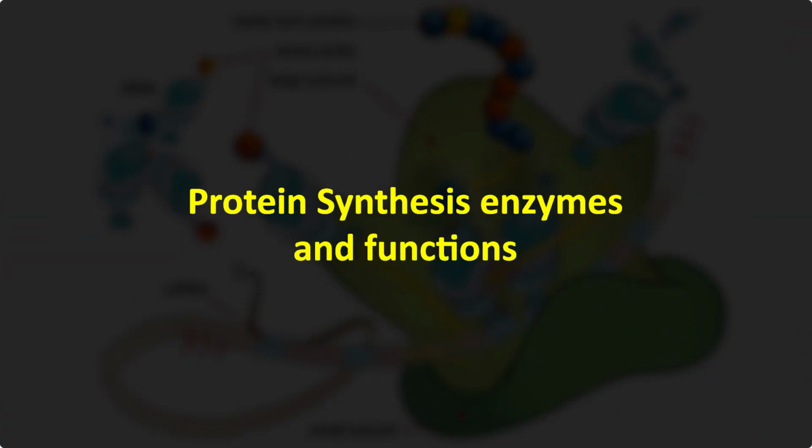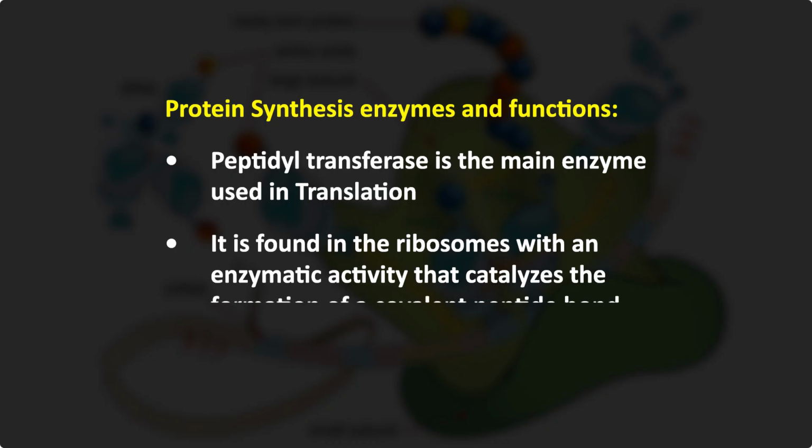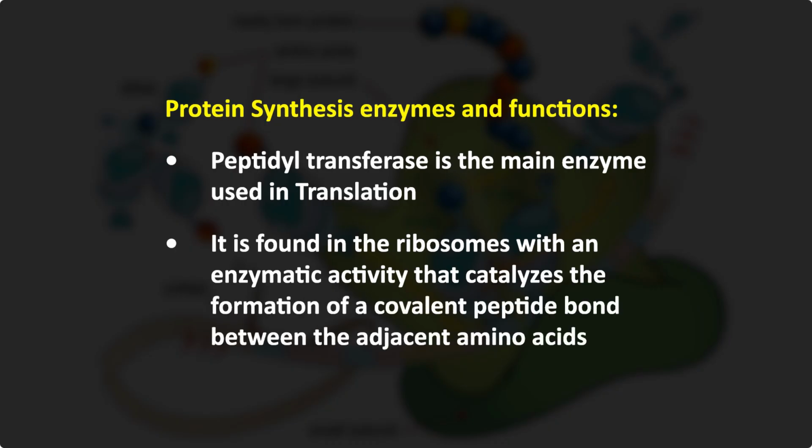Dear students, let's now discuss the protein synthesis enzymes and functions. Peptidyl transferase is the main enzyme used in translation. It's found in the ribosomes with an enzymatic activity that catalyzes the formation of a covalent peptide bond between adjacent amino acids. The enzyme's activity is to form a peptide bond between adjacent amino acids using tRNA during translation. The enzyme's activity uses two substrates, of which one has the growing peptide chain and the other bears the amino acid that is added to the chain.